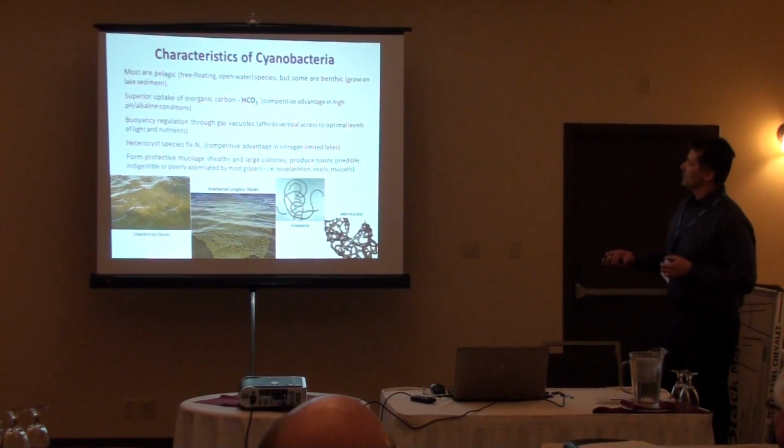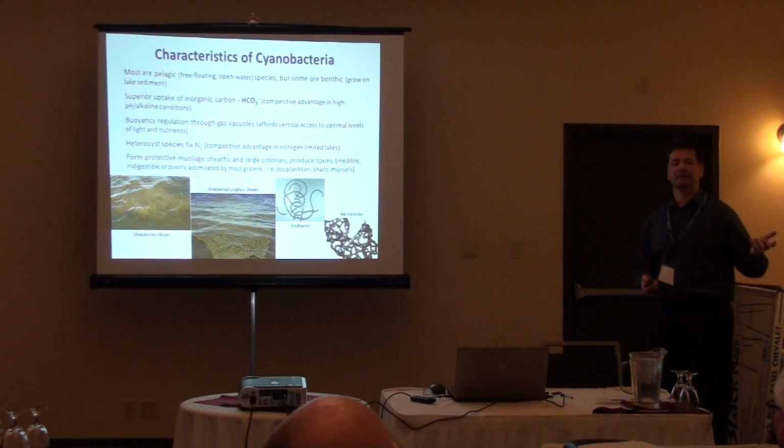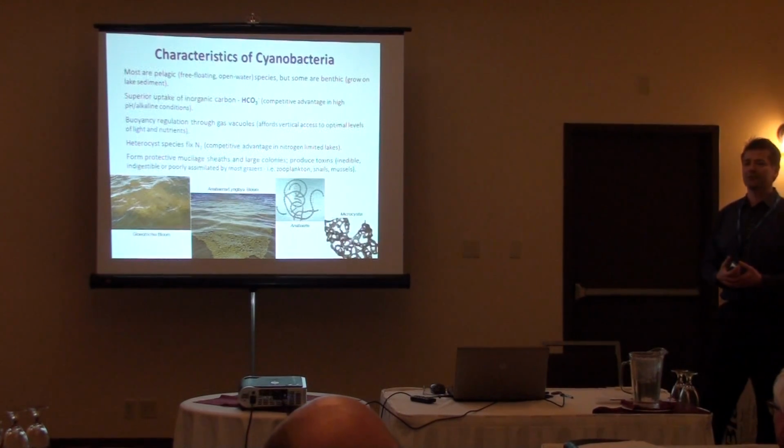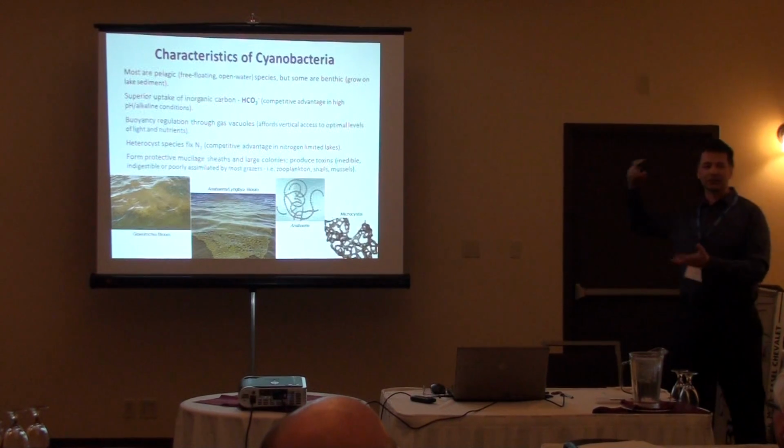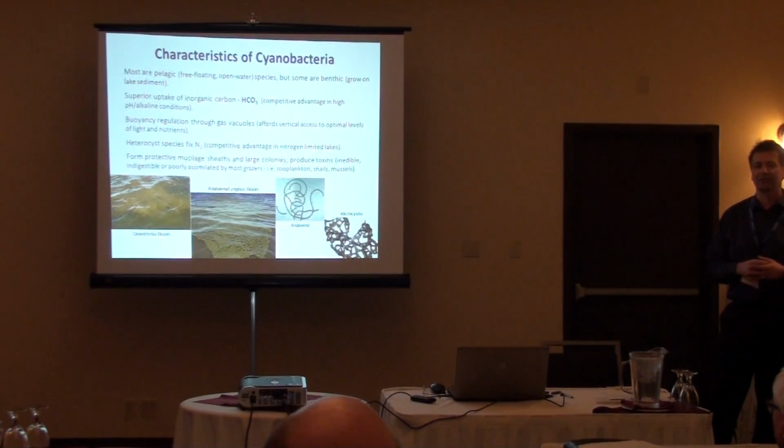A number of species also fix atmospheric nitrogen. So a number of species like Anabaena here do possess specialized cells that can take atmospheric nitrogen and convert it into a source that can be used by the cell. And that is critical because most of those other groups we see do not fix atmospheric nitrogen.